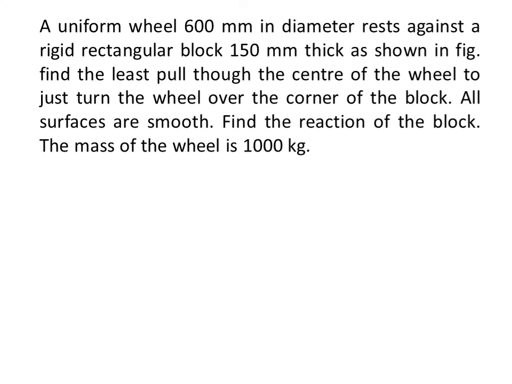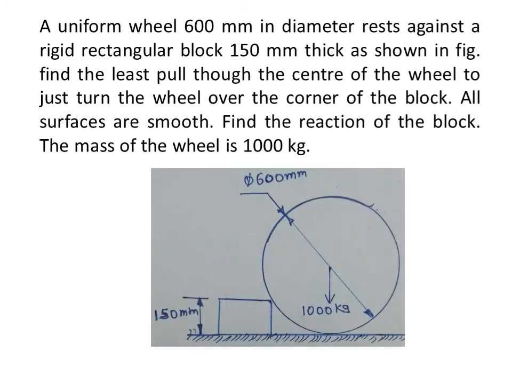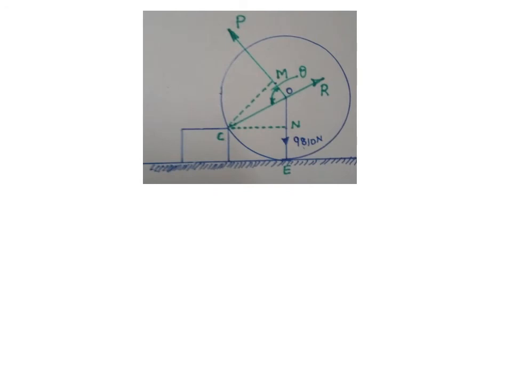We'll consider another problem. A uniform wheel 600 mm in diameter rests against a rigid rectangle block 150 mm thick as shown in figure. Find the least pull through the center of the wheel to just turn the wheel over the corner of the block. All surfaces are smooth. Find the reaction of the block. The mass of the wheel is 1000 kg. So this is the given problem.